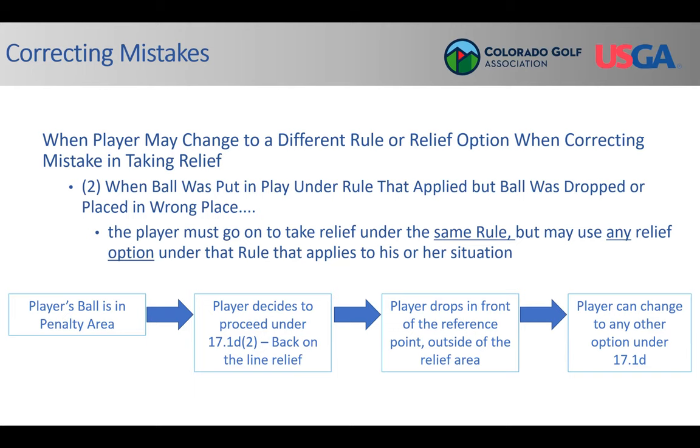He didn't get the relief option right. So that was kind of what he was able to change there. He didn't. He went on to play from the wrong place, unfortunately. But this was kind of that same thing where Rory could have used this rule, picked that ball up, and corrected this mistake before making the stroke.